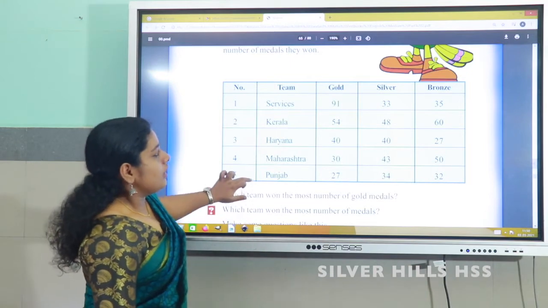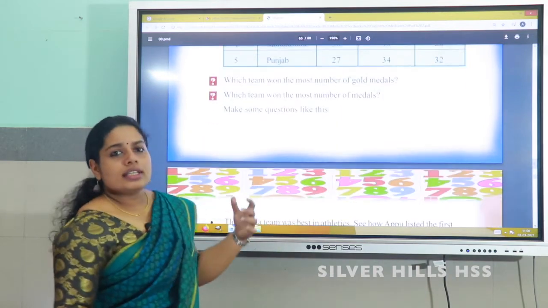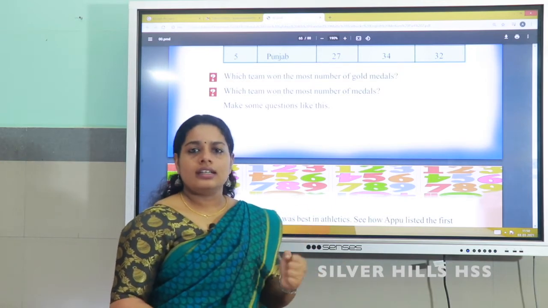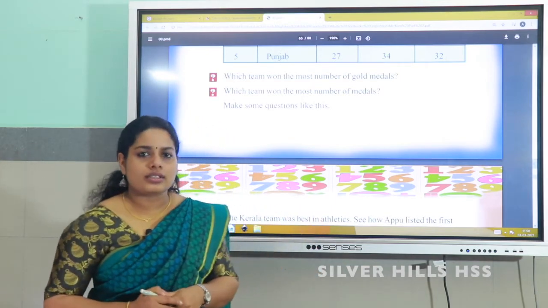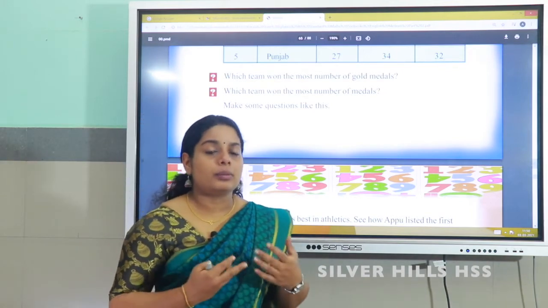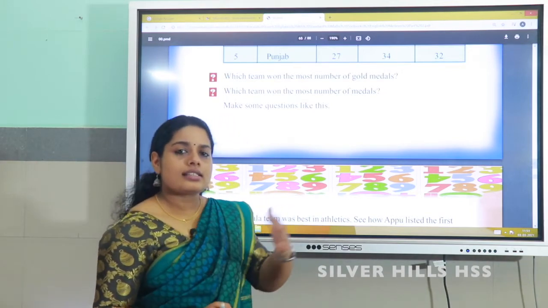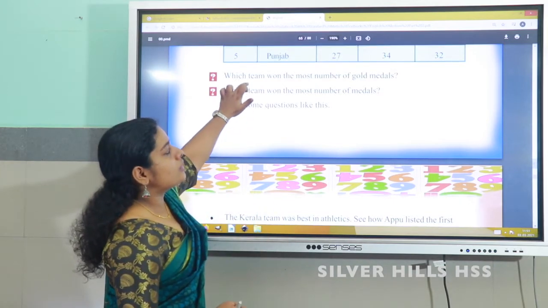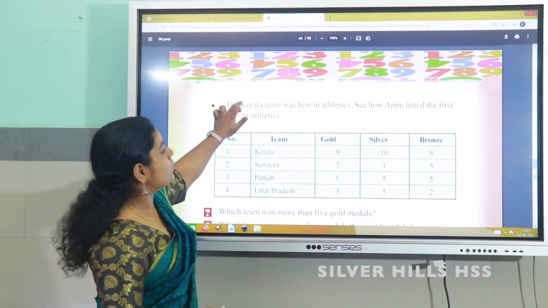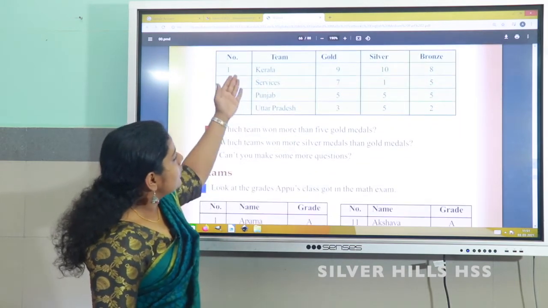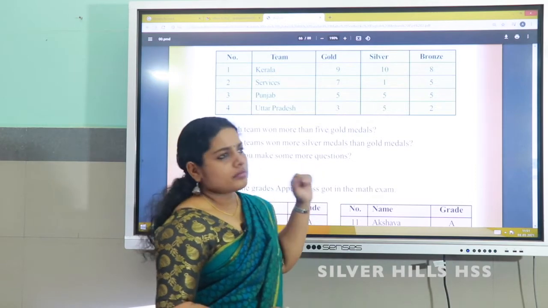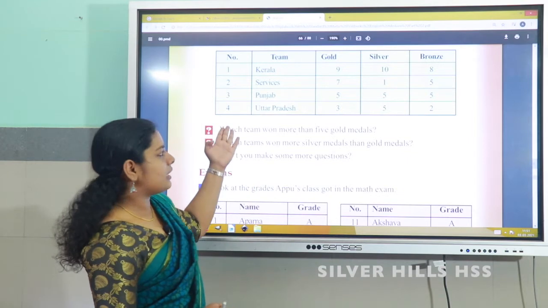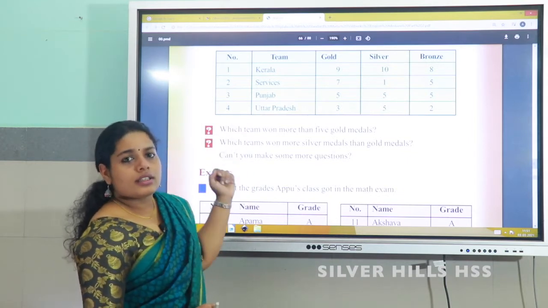And we know that when we are tabulating a given set of data, it will be easy for us to analyze the table. If you make the question into a table, it will be easy for us to analyze and answer the questions that follow the table. That is the advantage of tabulation. Here you can see the different teams who won gold, silver and bronze, and the number of medals are also given in the table.